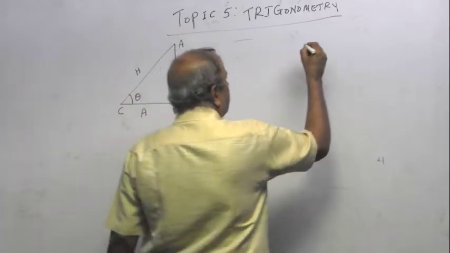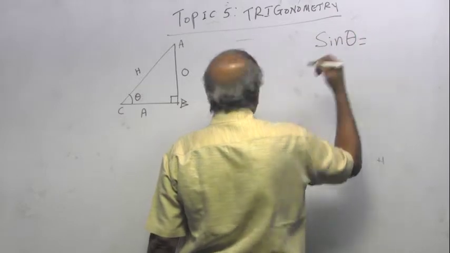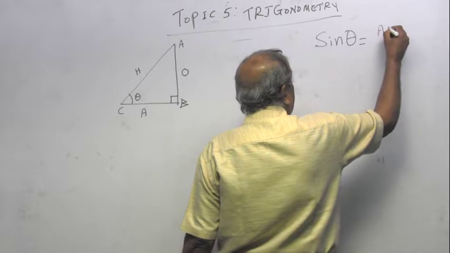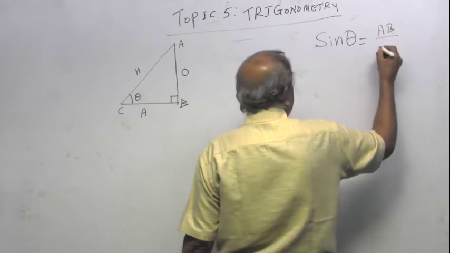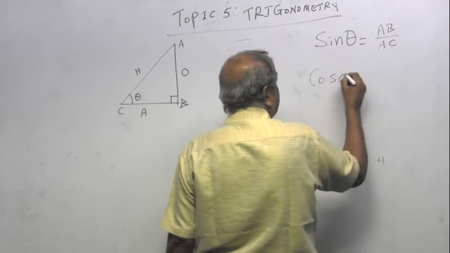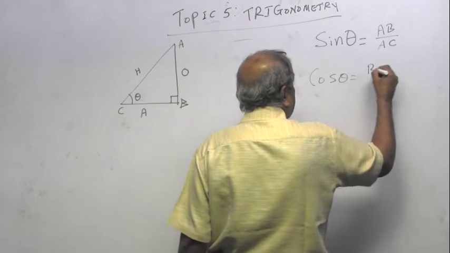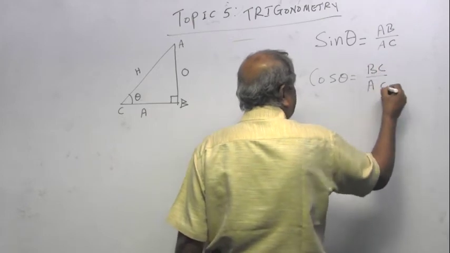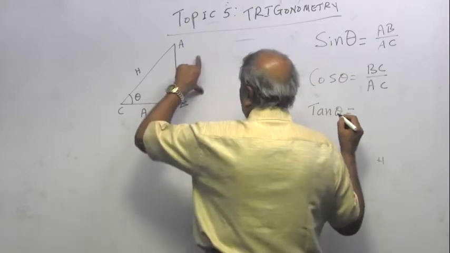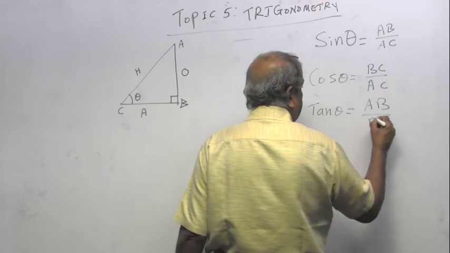I want to write what is sine theta here. Sine theta is opposite over hypotenuse, AB over AC. What is cos theta? Adjacent over hypotenuse, BC over AC. What is tan theta? Opposite over adjacent, which is AB over BC.